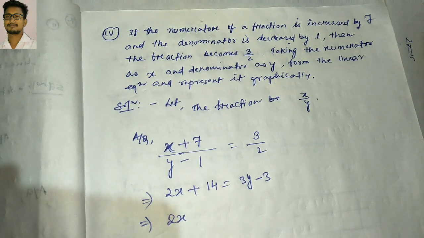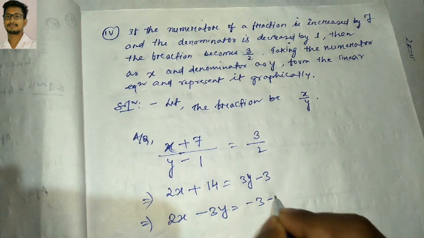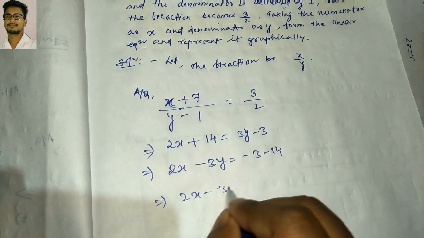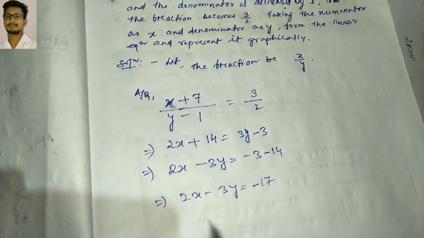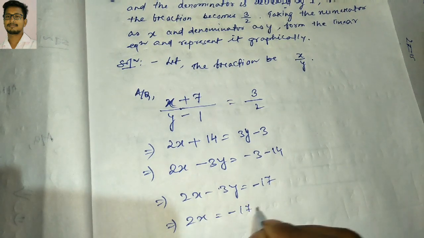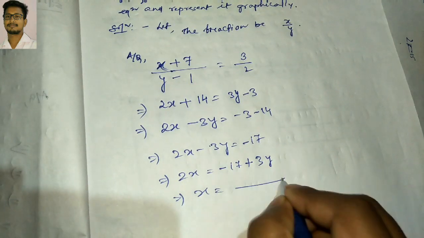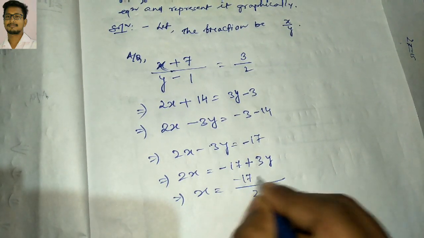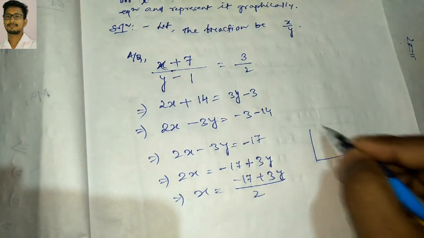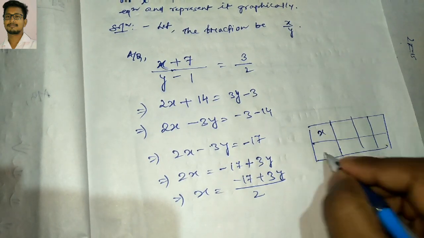What will we get from here? Twice x, then you can bring 3y to this side, that side remains minus 3, and the minus 14 goes to that side, so twice x minus 3y equals minus 17. After that, twice x equals minus 17 plus 3y, then x equals, this 2 will go down, minus 17 plus 3 into y. After that we have to find the box again. Clear? So it is x, it is y.